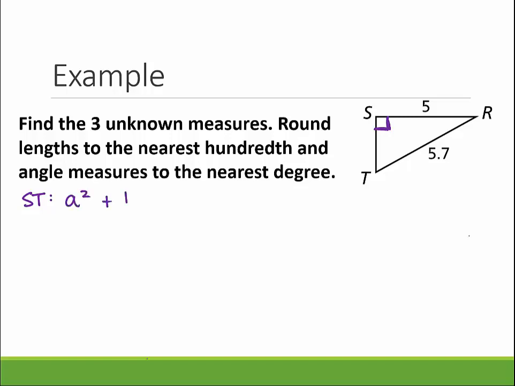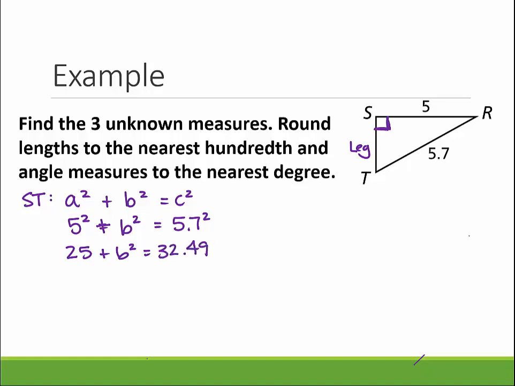A squared plus b squared equals c squared. And this is going to be one of my legs. So let's plug in 5 for this. We'll solve for b. 5.7 here. Oops, that should be plus. And 5.7 squared is 32.49. I subtract 25, we get that b squared is 7.49.